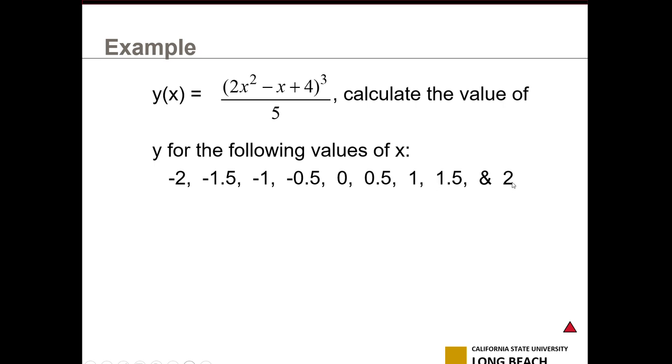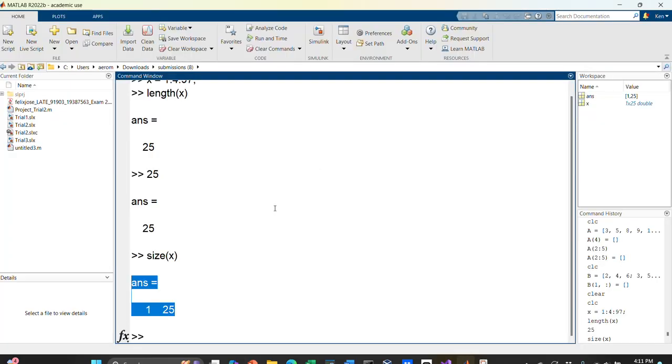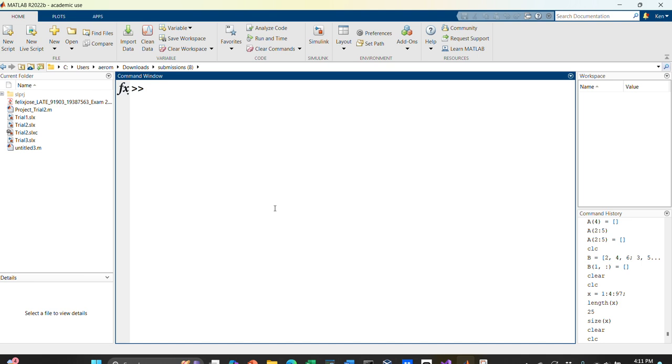So there's a trick that we can use here, one of the shortcuts that we learned. Let's try it. So we're going to say that x goes from minus 2. We use our colon. It goes up by 0.5. Use our colon again, and it ends at 2.